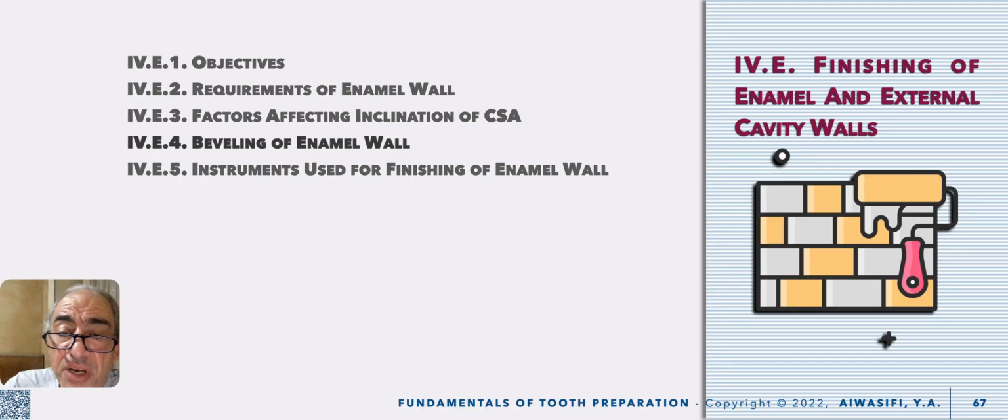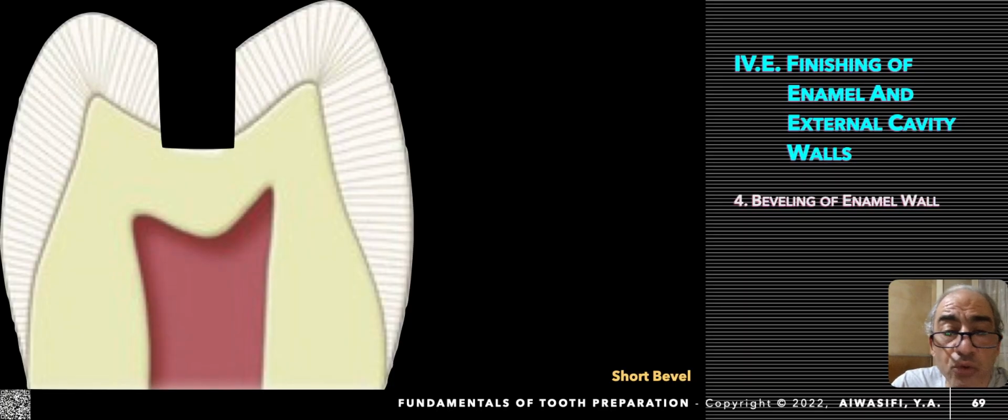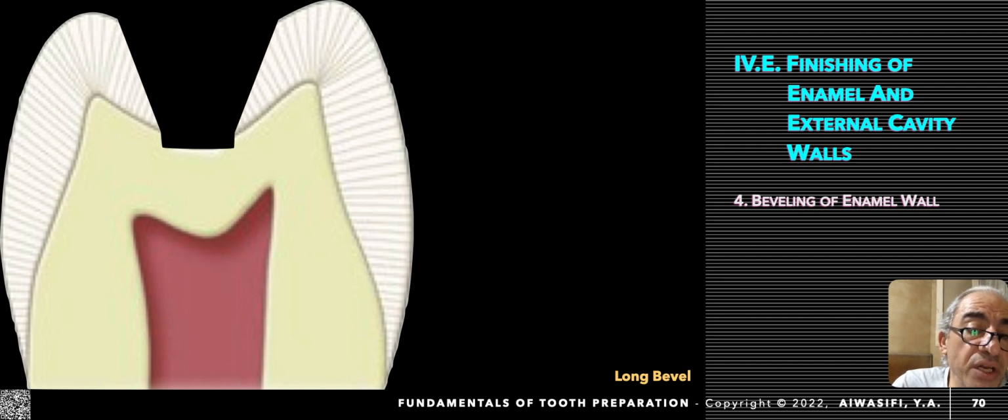Beveling of enamel walls means that you are increasing the cavo surface margin more than 90. We have 5 types of beveling of enamel walls. Number 1, short bevel, that constitutes a part of enamel. This will give room to burnish the gold. This is done with indirect metallic restoration. Then long bevel, starting from the dentino enamel junction up to the cavo surface angle. Then full bevel, starting from the cavity floor up to the cavo surface angle.